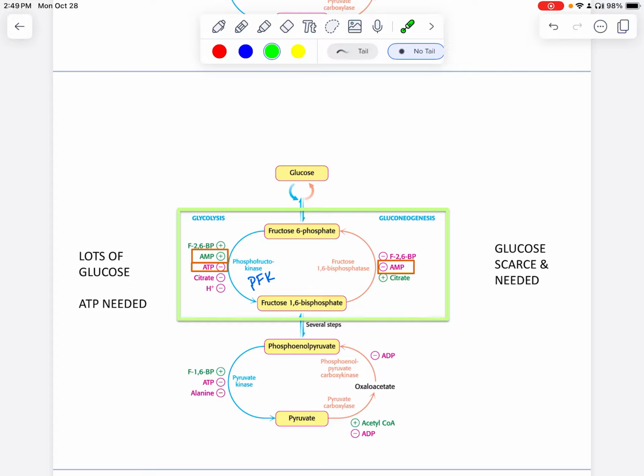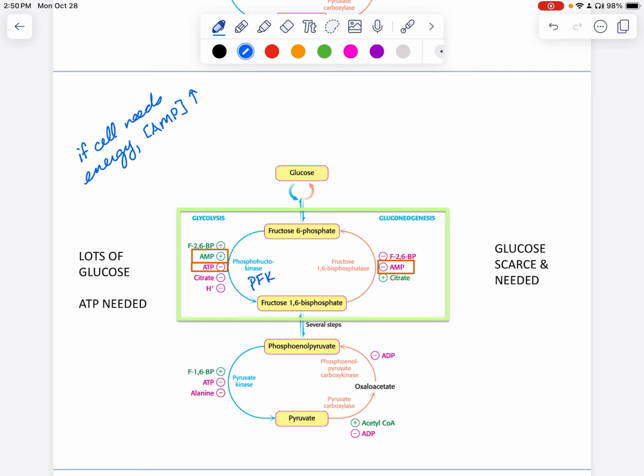All right, so picture this. In glycolysis, if our cell needs energy, or just in general, if our cell needs energy, let's write that, if cell needs energy, we'd expect to see our concentration of AMP increase.